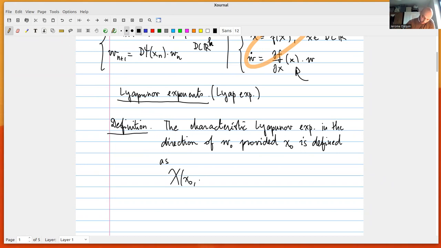It is defined as chi of X zero, W zero, equal to, how do you pronounce this chi? It is the Greek letter for capital X. Anyway, I will say chi. So each time you hear chi, think about capital X. This is given by the lim sup when the time t goes to plus infinity. In the discrete case, you replace t by n. It is the lim sup of one over t, log of the norm of W.